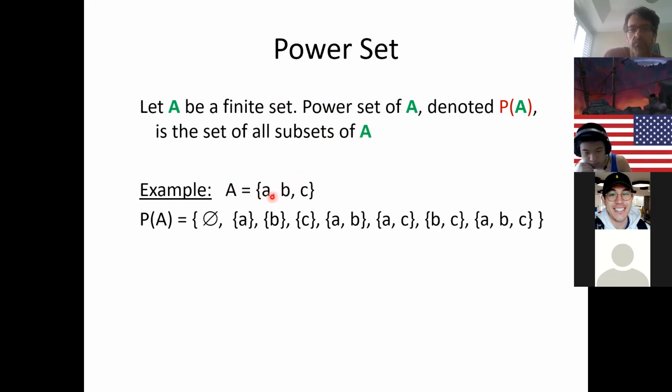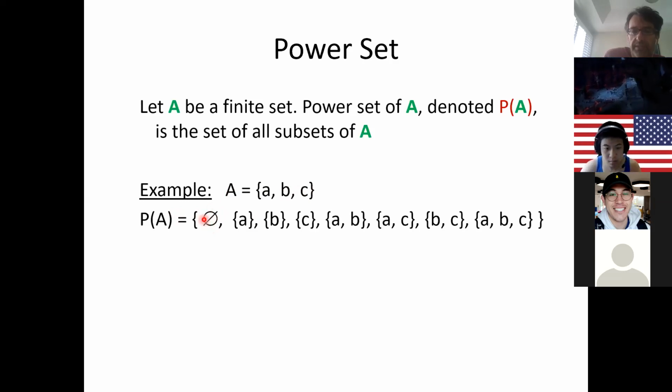Let's take a set that contains 3 elements, A, B, C. What is its power set? In other words, what are the possible subsets of this set? Well, there's 8 of them. An empty set is always a subset of everything. Why is that? Because it is the case. So how can you test that an empty set is a subset of this set?